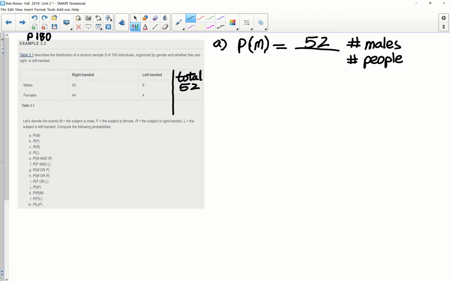Well, actually, I kind of do. They gave it to us, but let's say I didn't. I would have to take the total number of females, which would be 48, add them together, and get what's known as the grand total, which is the 100. Now, in this case, it's a good self-checking situation because they told us that it's a random sample of 100 individuals. So if I got something other than 100 for that entry, then I did something wrong. All right, so the probability of getting a male is 52 out of 100 because there are 100 people.